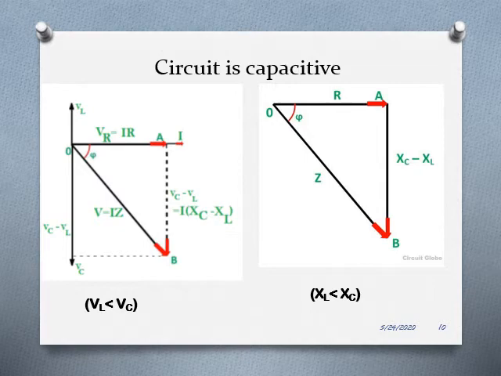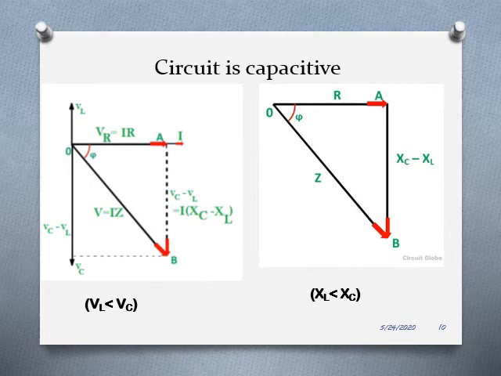And the angle is phi. See the angle, it is not 0, it is between 0 to 90 degrees. Only thing is it will be either positive or negative depending upon whether the circuit is inductive or capacitive. Now from this phasor diagram you can easily draw the impedance triangle.